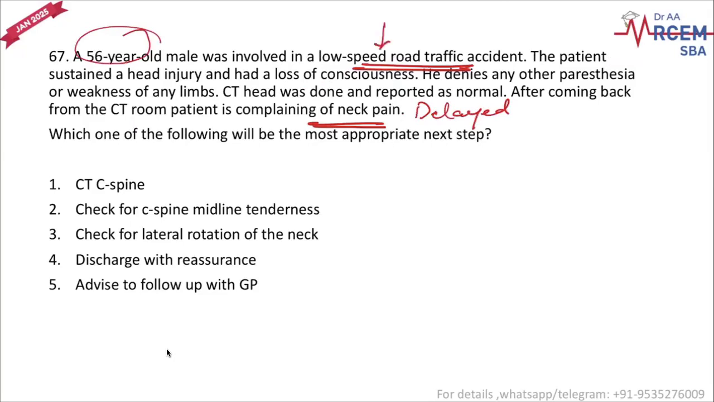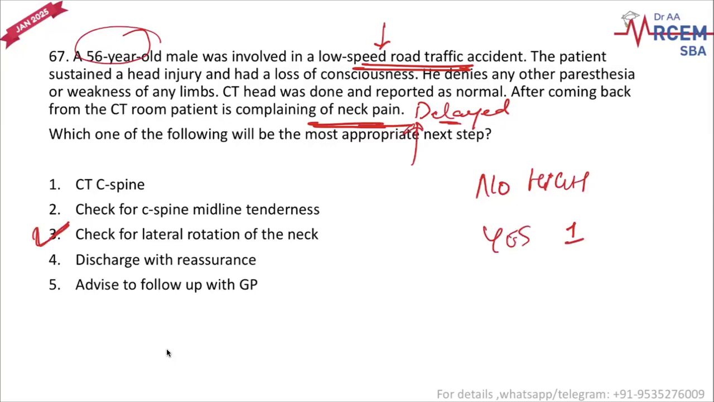Age is not 65 or more than 65. No dangerous mechanism of injury is present. Along with it, there is no paresthesia mentioned of the limbs, and there is a delayed onset. So no high risk factors. Are there any low risk factors? At least one low risk factor I need. There is a delayed onset of neck pain. Yes, one low risk factor is present. That is enough for me to check for lateral rotation. So you will be directly going ahead and checking for the lateral rotation.